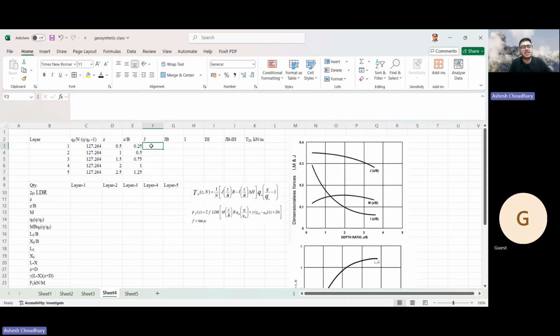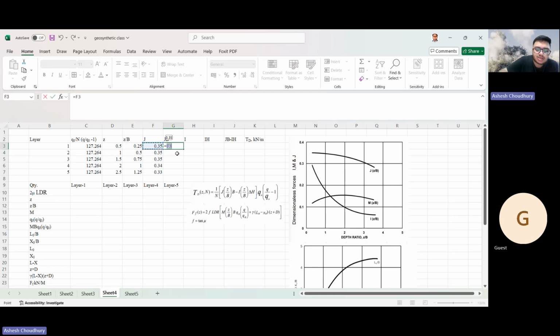Now my J, B, I, all these things will also change. I already did this, I will just give it. So Z by B is 0.25. What is my J? J will be 0.35, then again 0.35. So you do it properly. I'm just taking some rough approximate values.